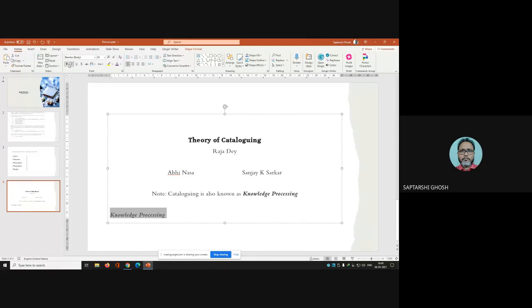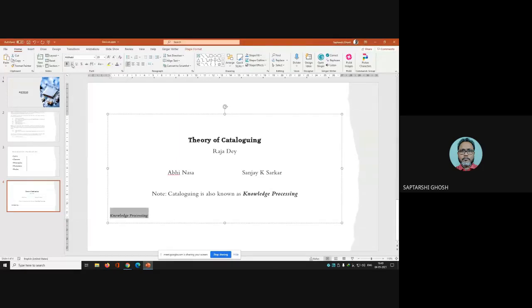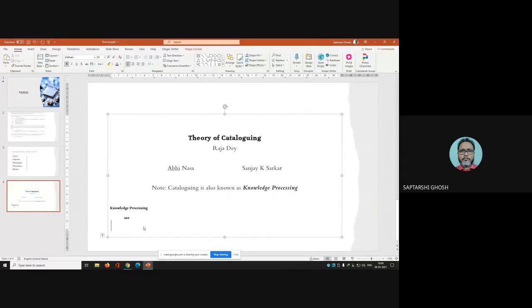Knowledge processing, no italics. And here is the most important thing: make this one as the context. What will be the reference? C means where will you refer this one? Theory of cataloguing. So C, just cataloguing or theory of cataloguing. It should be theory of cataloguing.